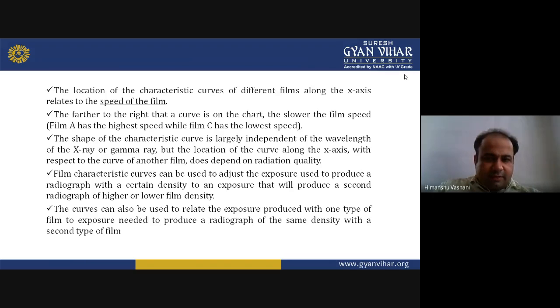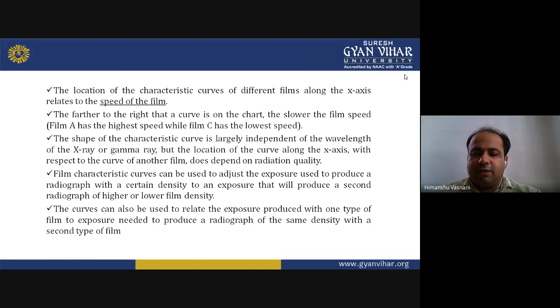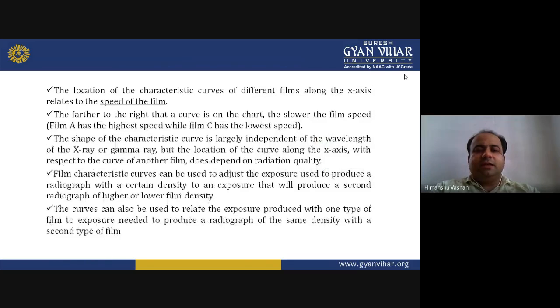So these kinds of curves, like this film characteristic curve, can be used to adjust the exposure used to produce a radiograph with certain density, to an exposure that will produce a second radiograph of higher or lower film density. We have also studied previously that this film characteristic curve is also called the density curve. So if we relate the word density curve here, we can understand that this curve can be used to adjust the exposure to produce a radiograph of higher or lower film density.